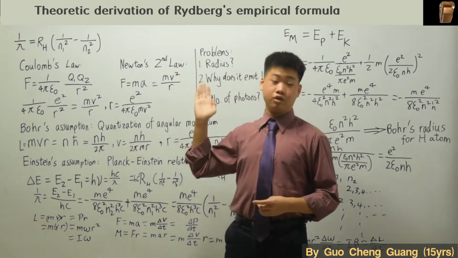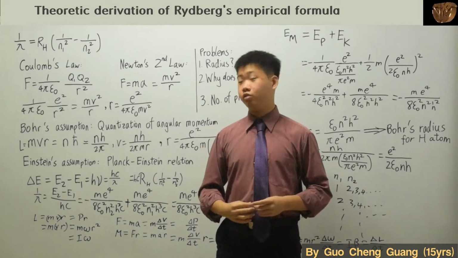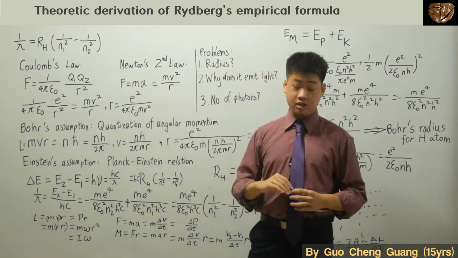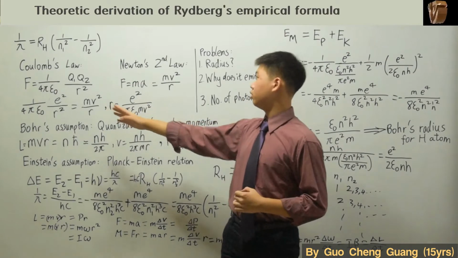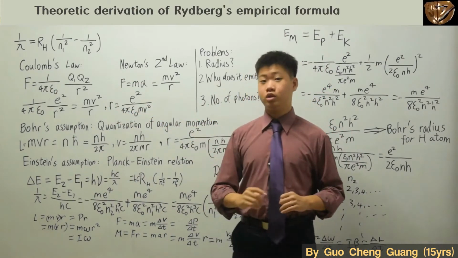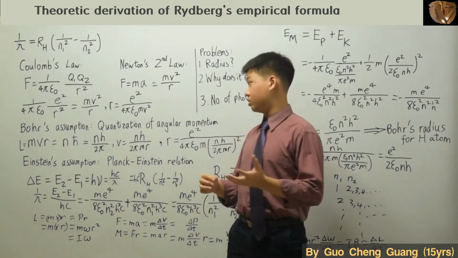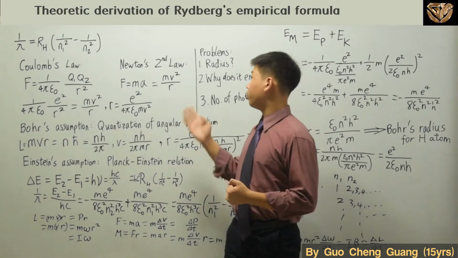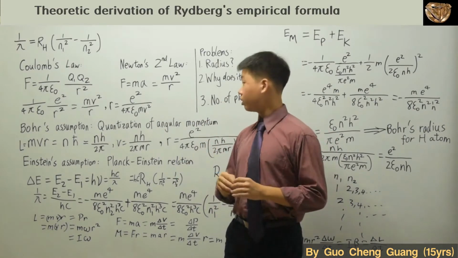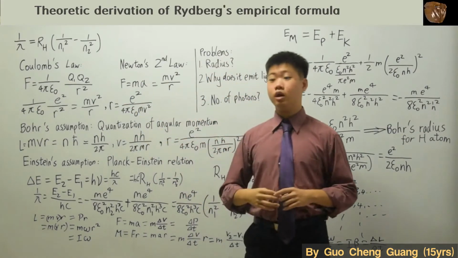the previous lessons we have already shown how you can theoretically derive Rydberg's empirical formula by combining two of the laws in classical physics, which are Coulomb's law and Newton's second law. Now beware, this is only for hydrogen, so for Coulomb's law you just have one positive charge and one negative charge. For Newton's second law, you have to be aware of the circular motion. By combining the two, you get an R.